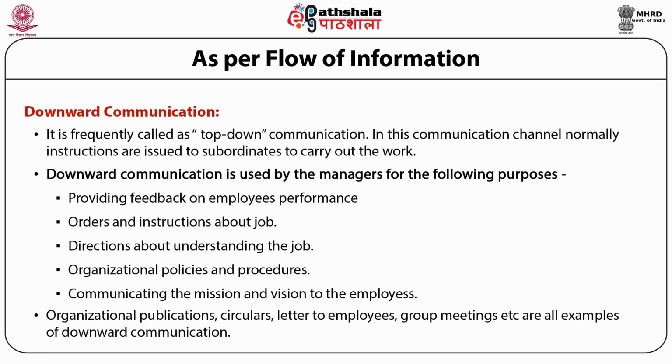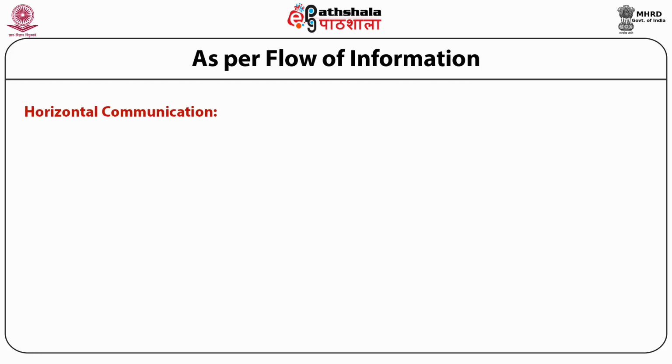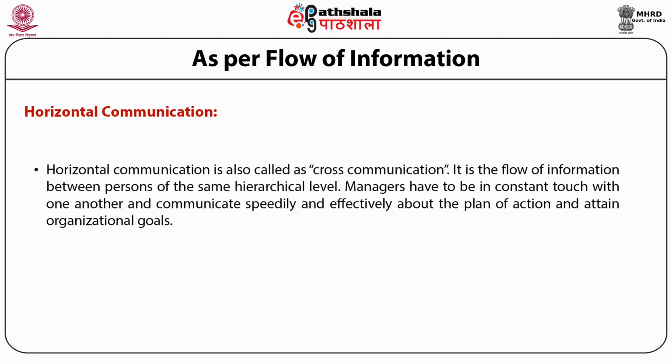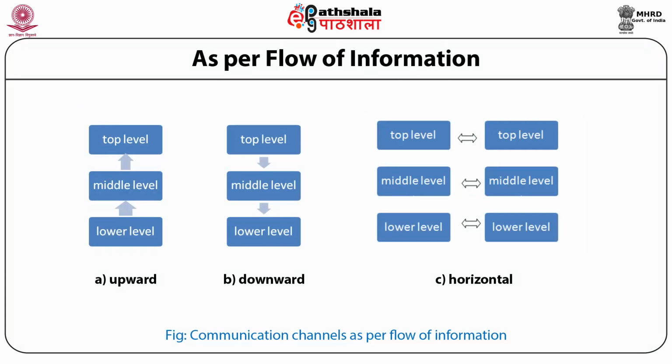are all examples of downward communication. Horizontal communication. Horizontal communication is also called as cross communication. It is the flow of information between persons of the same hierarchical levels. Managers have to be in constant touch with one another and communicate speedily and effectively about the plan of action and attain organizational goals. In the figure given below, communication channels as per the flow of information have been presented.